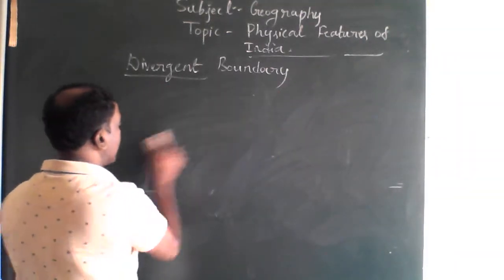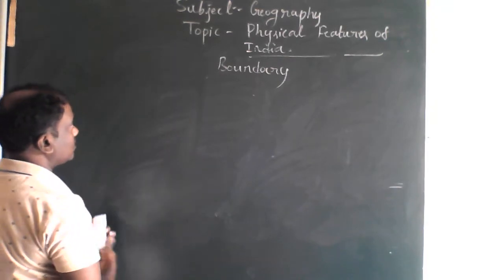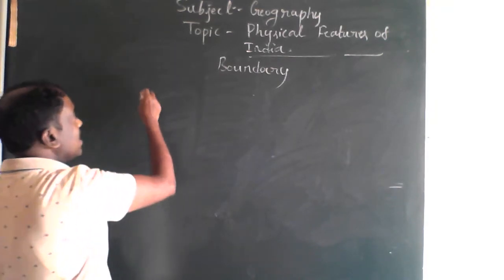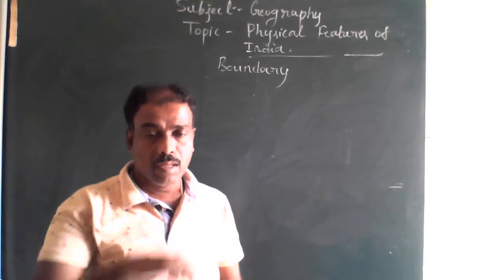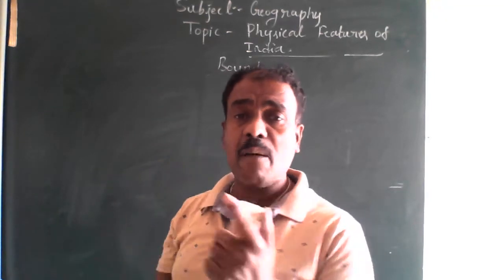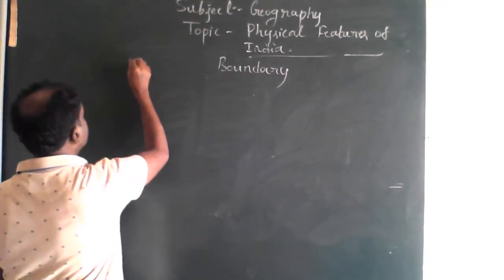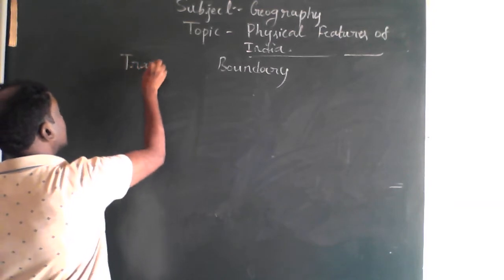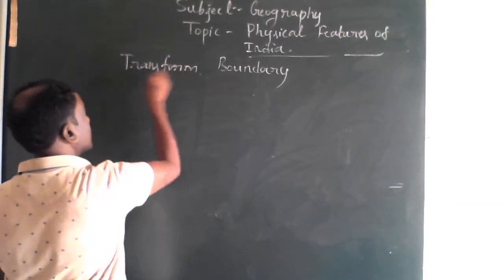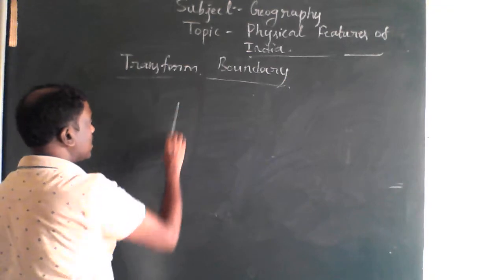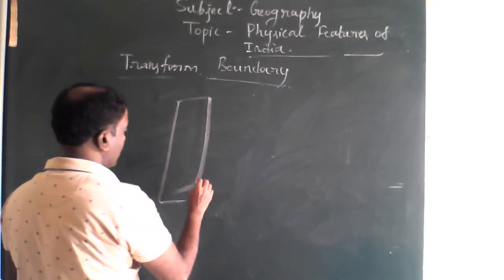And then sometimes that's called a transform boundary. Transform boundary. There are two plates.